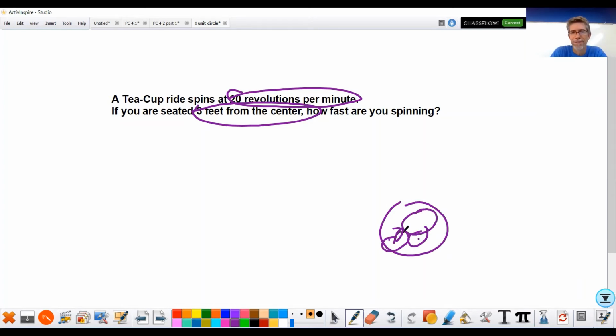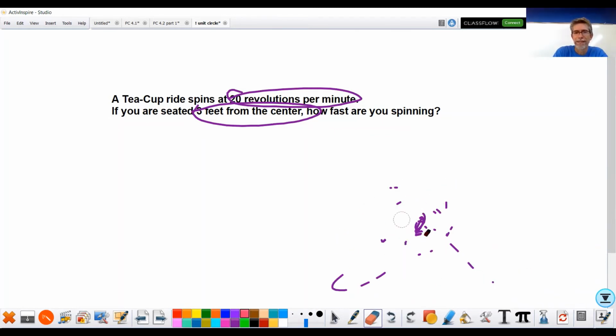You're just really terrified. Help! You see, you're such a mess because you're so scared and you're getting sick. So as you're spinning around, how fast are you going?